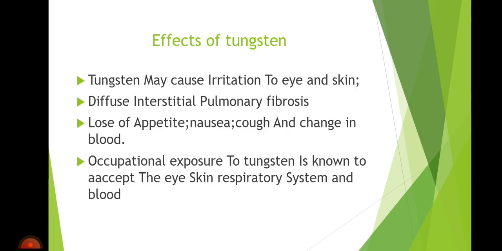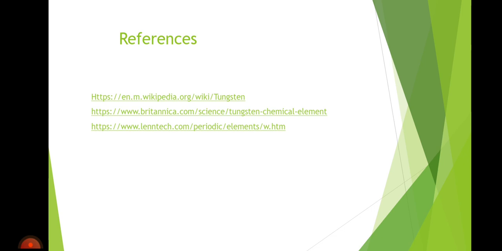Tungsten may cause irritation to eyes and skin, diffuse interstitial pulmonary fibrosis, loss of appetite, nausea, cough, and changes in the blood. Occupational exposure to tungsten is known to affect the eyes, skin, respiratory system and blood, and it is not poisonous for the human body. Here are some reference points of tungsten.